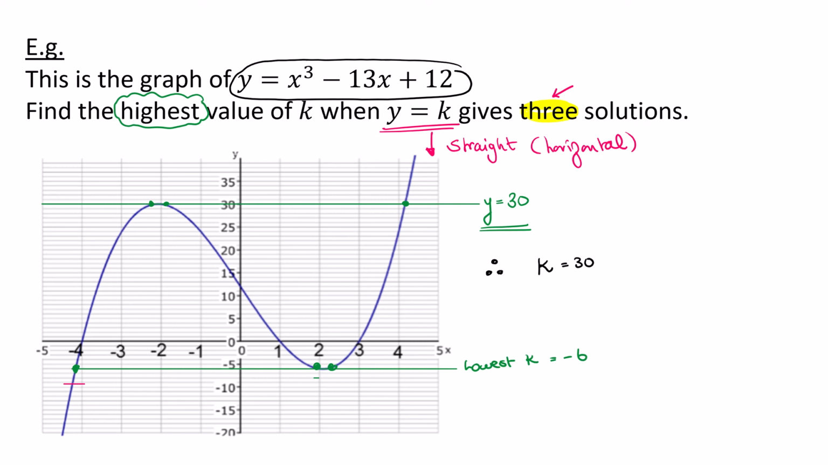Sometimes they might ask you for an inequality, because they might ask you for the highest and the lowest value for k. If they do that, k is going to be bigger than -6, but it is smaller than 30, because that's the lowest and that's the highest value of k that gives 3 solutions. So that's what a question like that is asking you to do.